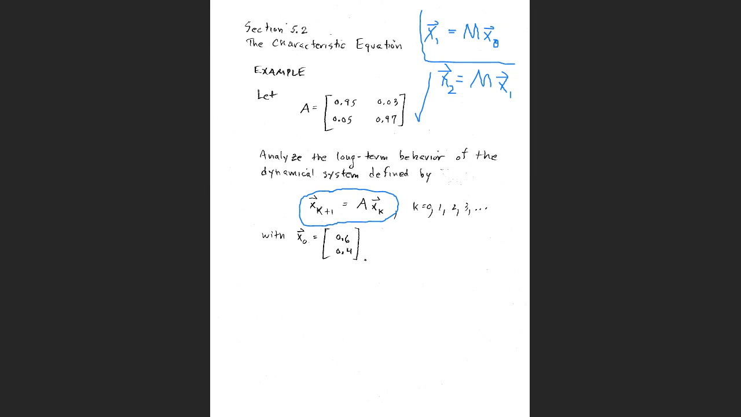So these are examples of a dynamical system. And of course, k can be 0, 1, 2, 3, and so forth. In this case, k was 0. In this case here, k was 1.